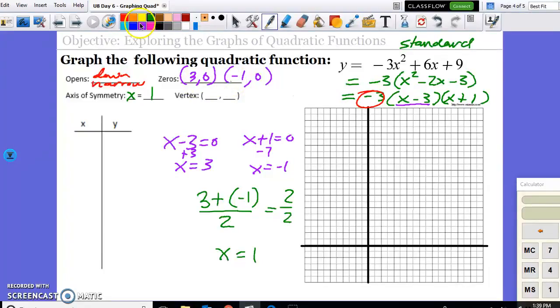All right, let's find our vertex by plugging in that 1 into the equation for x. So I have y equals, and it's -3 times 1 minus 3 and 1 plus 1. So I have -3 times -2 times a +2. 2 times -2 is -4 times -3 is +12. Now double check this because you want to make sure that you have this correct.